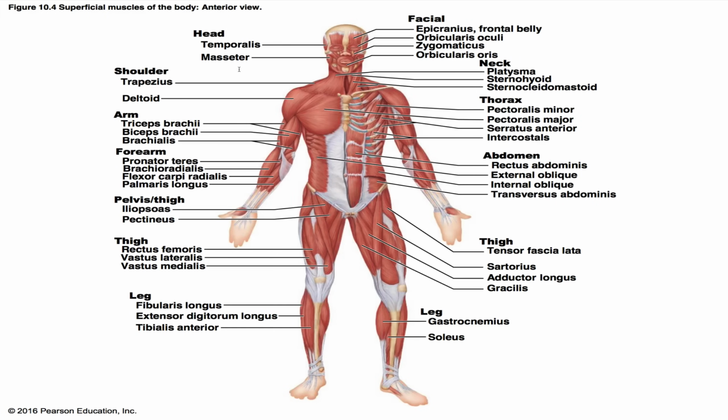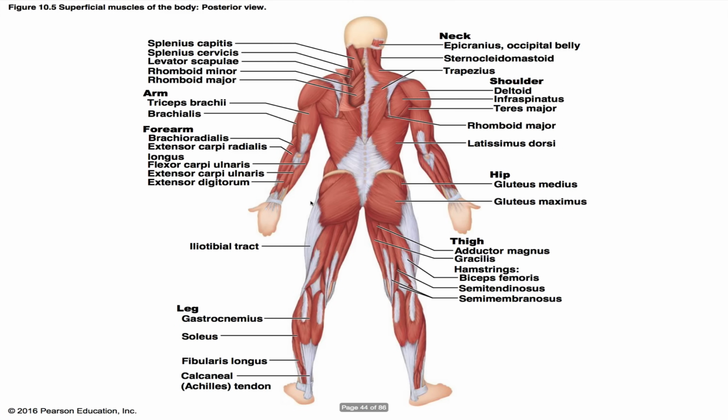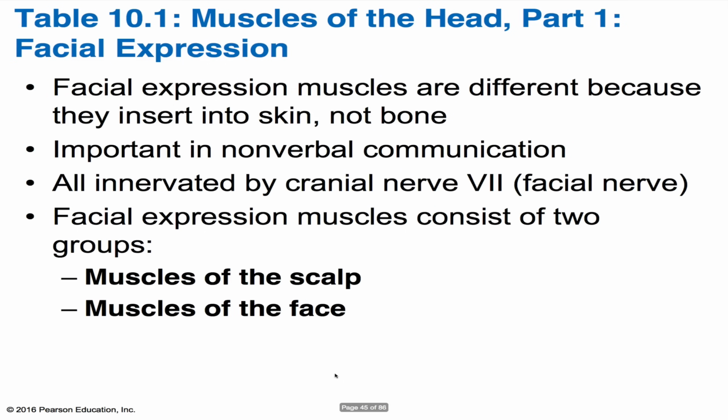So here are some of the major muscles that we may be looking at as you go through. These are the muscles of the anterior of the body, and these are the muscles of the posterior of the body. So the first group of muscles that we're going to be looking at are the muscles of the head, and the first part is going to be focusing on facial expressions.